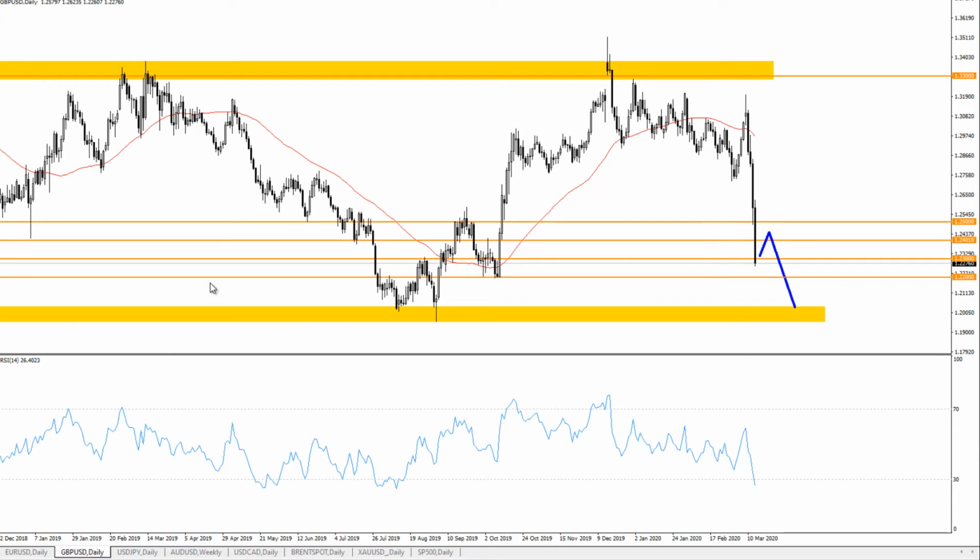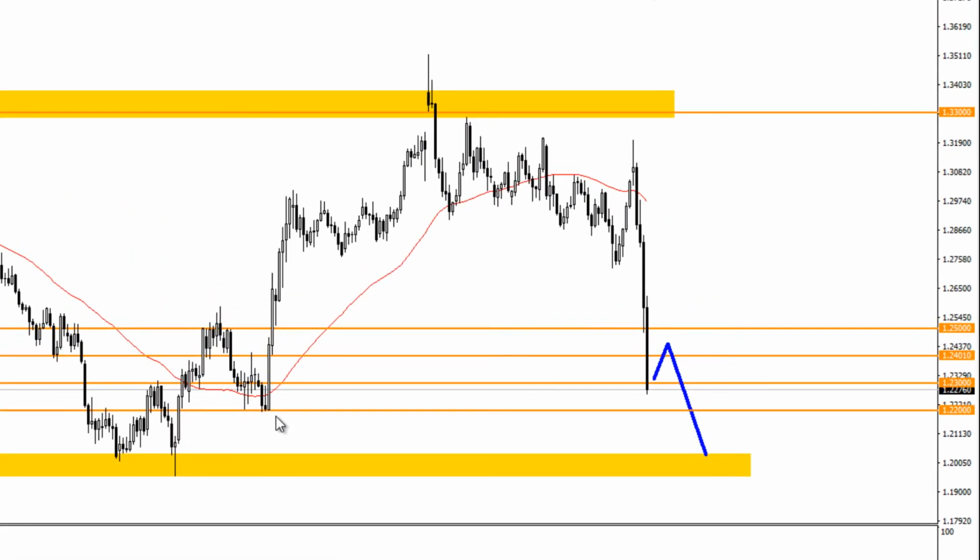Over to the pound, so a slightly different idea on this in that we've not come into the major support level yet. We've paused at 123. The next major support was at 122. We've absolutely fallen off a cliff. We don't really want to be necessarily catching a falling knife.